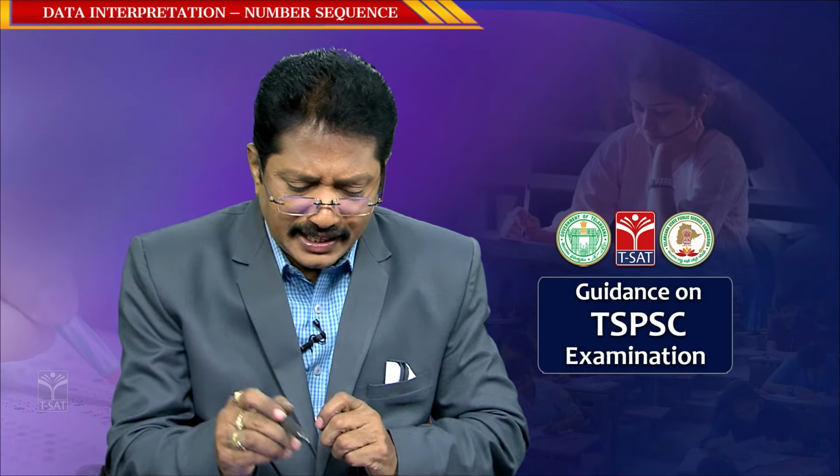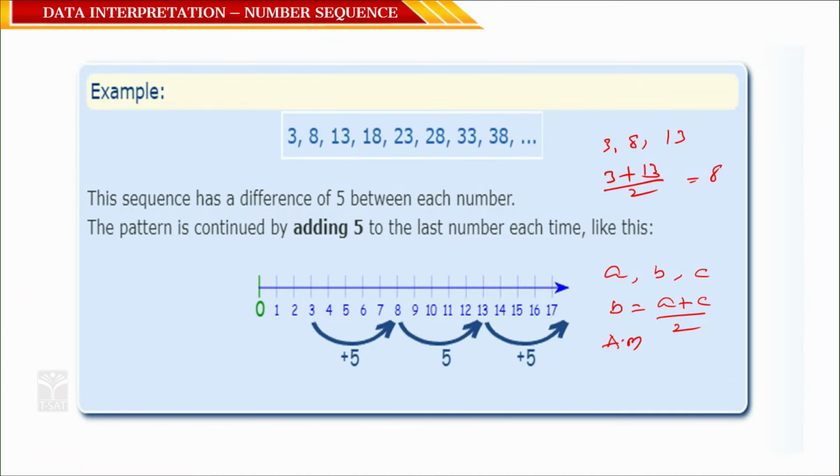One more very important thing, which I will give here only to generate the formula: 3, 8, 13, 20. Now I am taking these 5 numbers. 3 plus 8 is how much? 11. 11 plus 13 is how much? 24. 24 plus 18 how much? 42. 42 plus 23 is how much? 65. So the total sum is 65.